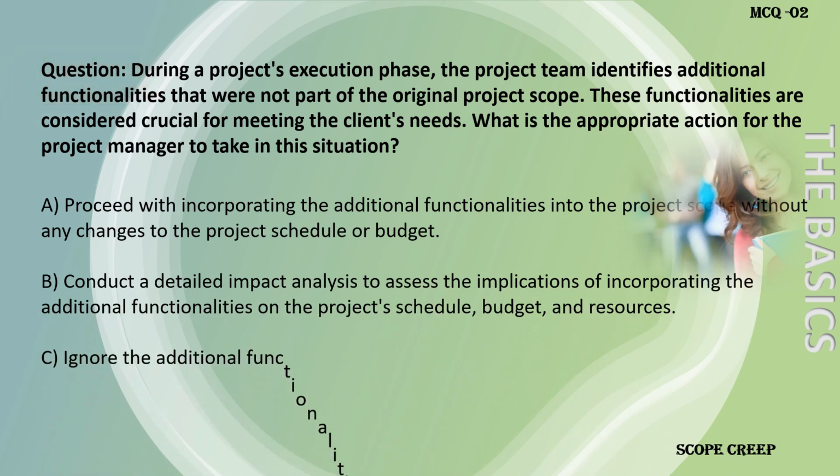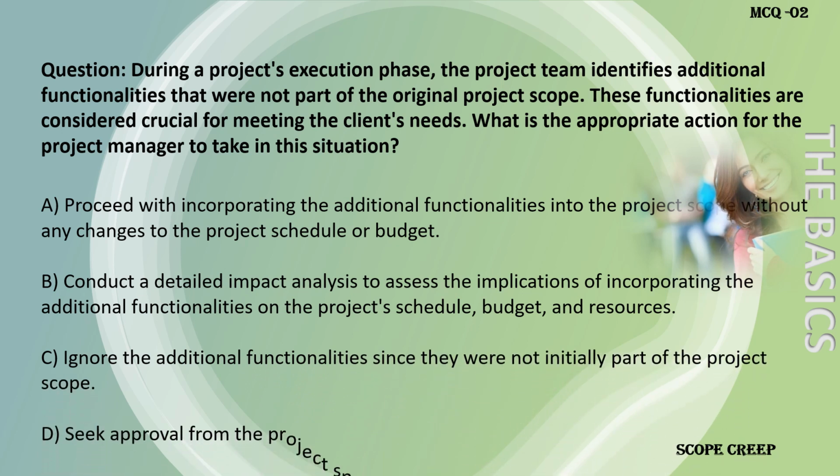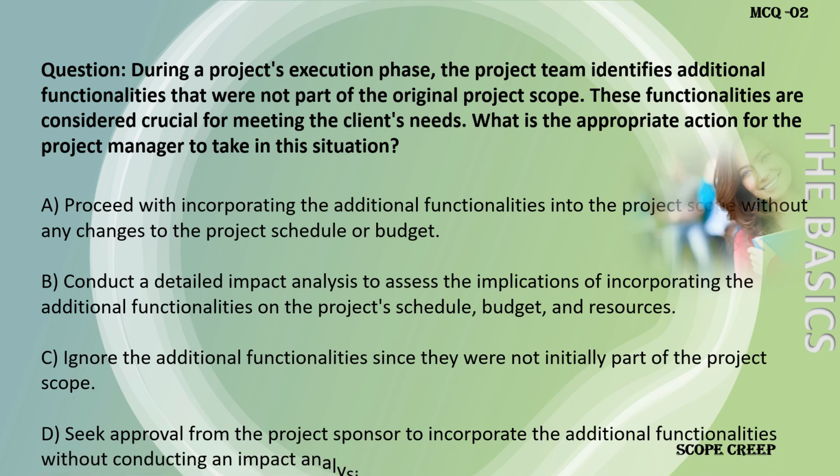A. Proceed with incorporating the additional functionalities into the project scope without any changes to the project schedule or budget. B. Conduct a detailed impact analysis to assess the implications of incorporating the additional functionalities on the project's schedule, budget, and resources. C. Ignore the additional functionalities since they were not initially part of the project scope.